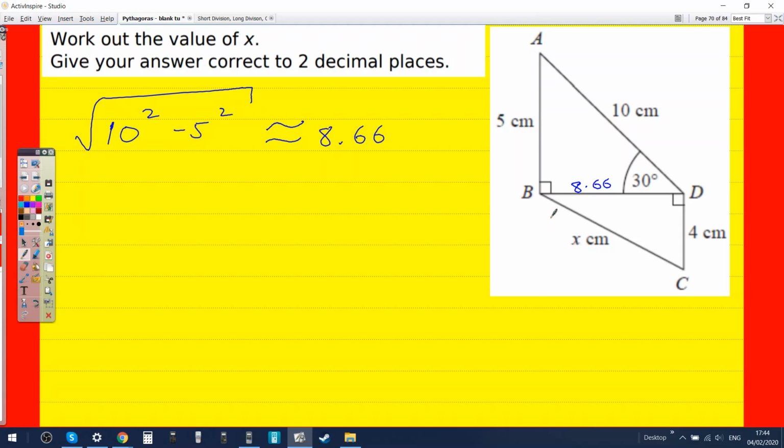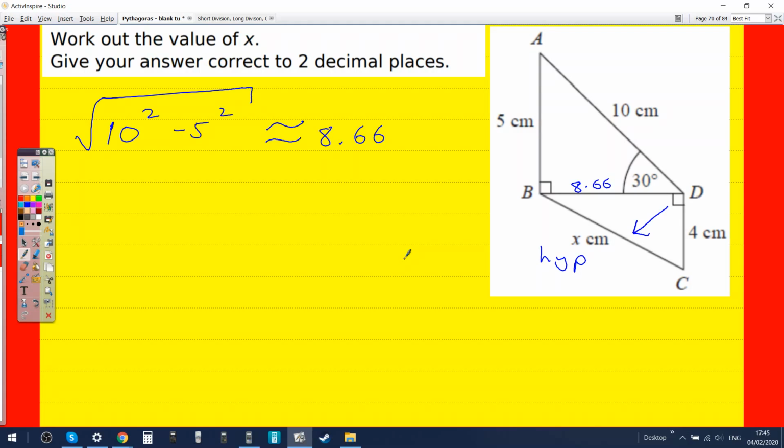And so how can we use that to get x? I don't know. What side is x in the bottom triangle? It is on the left. It's opposite the right angle. What's the name of that side? The hypotenuse. Yes. And so how can we find the hypotenuse if we know 8.66 and 4?